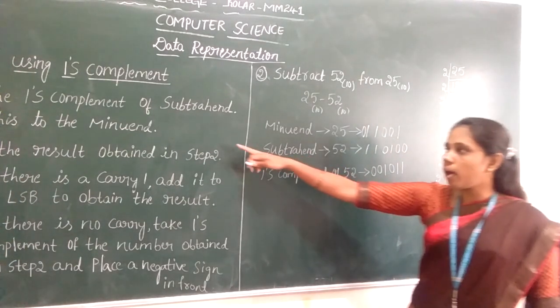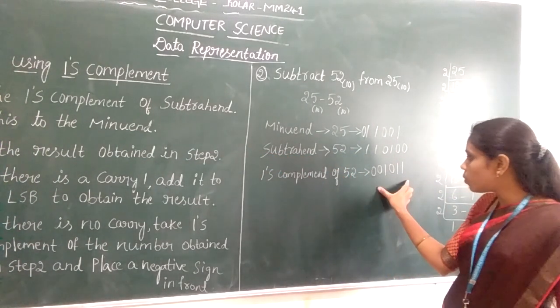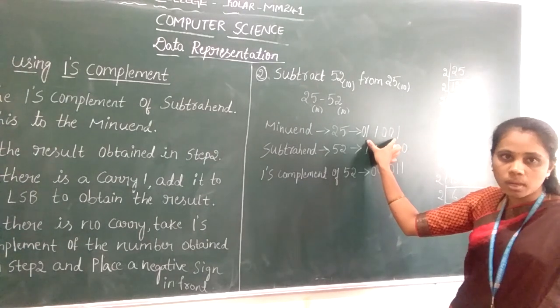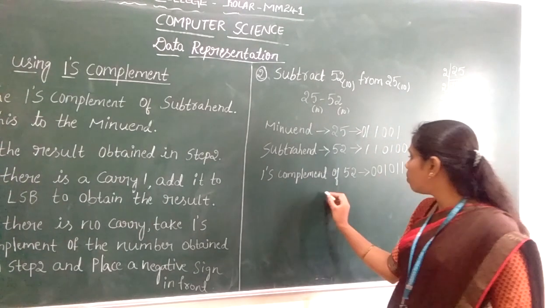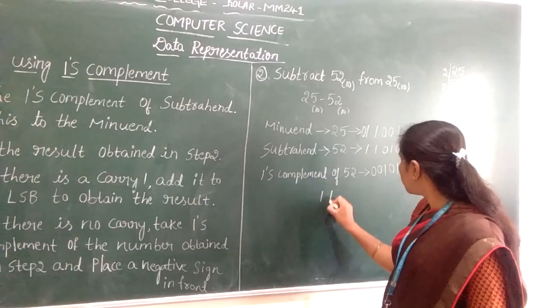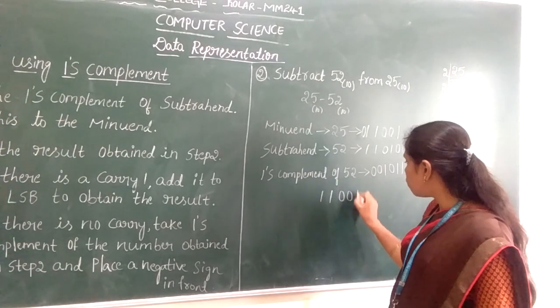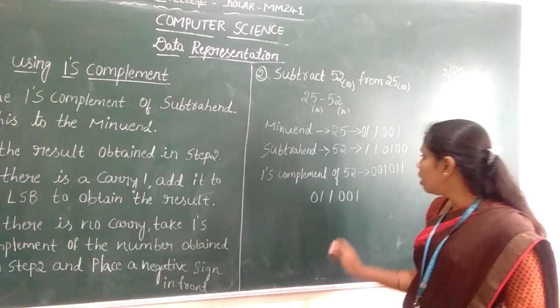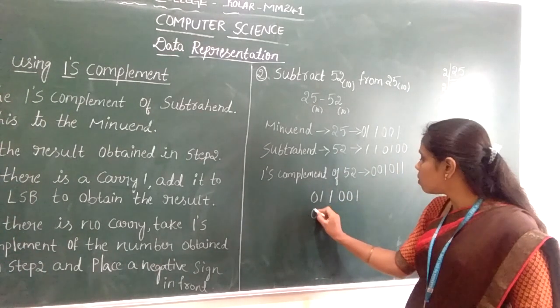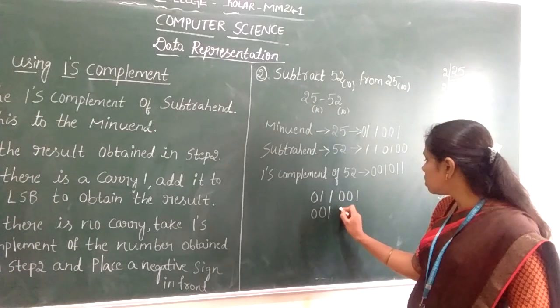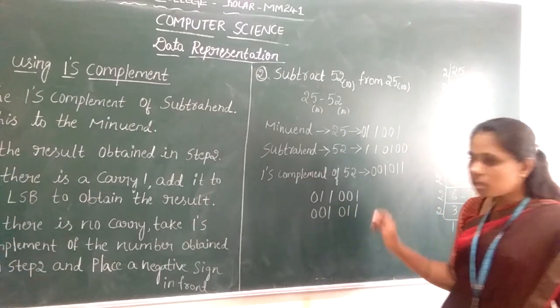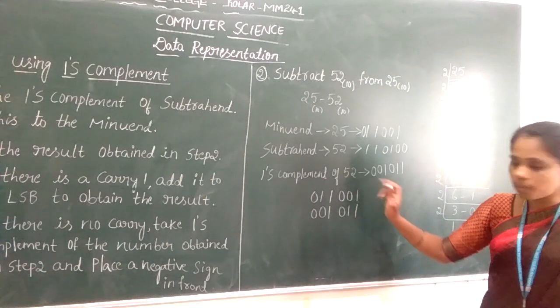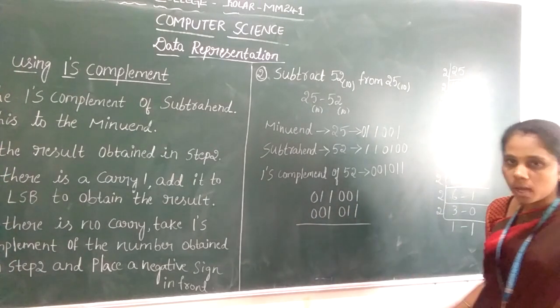Now in the second step, add this to the minuend. This ones complement should be added to this minuend. Take minuend 0 1 1 0 0 1 and add this 0 0 1 0 1 1. This is the ones complement of the subtrahend. Now add these two values.